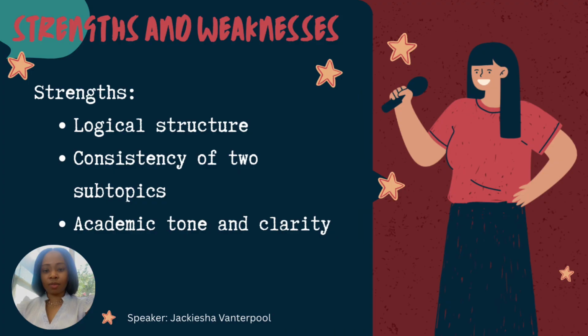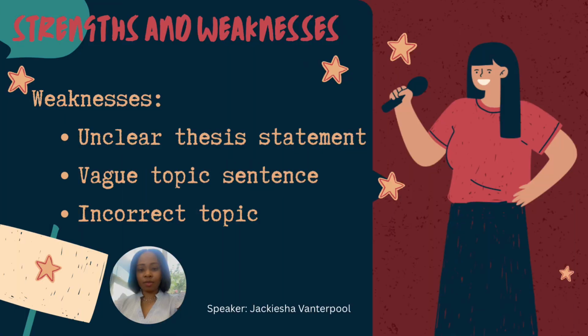Her final strength is academic tone and format. The outline maintains a formal tone, and the topic sentences show complete sentences. This is important at the university level, where structured argumentation is key. Now let's consider some important areas for improvement. Her first area to improve is her unclear thesis statement.